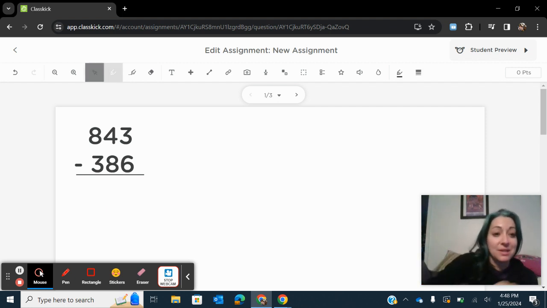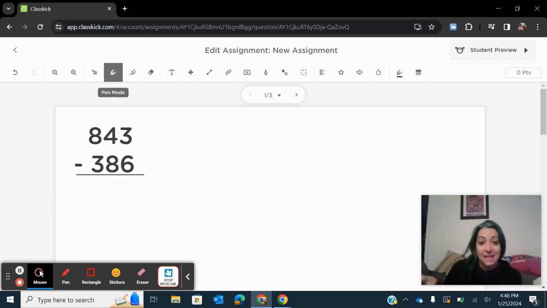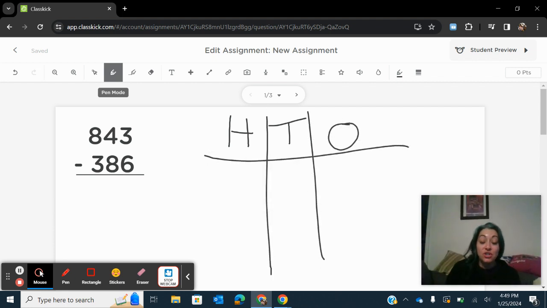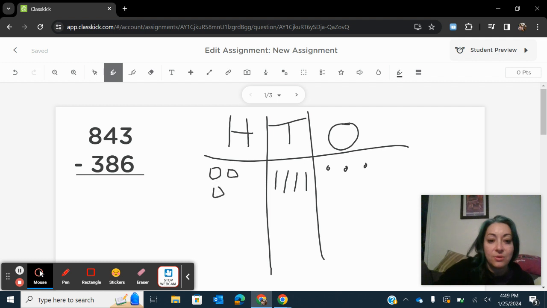The first thing I'm going to do is represent that number 843 with a hundreds, tens, and ones chart. I'm going to draw that number out and make sure I show each of those digits in their place value. I'm going to start with the ones. I have 3 ones. Let me go to the tens. I have 4 tens. And then lastly, I have 8 hundreds.